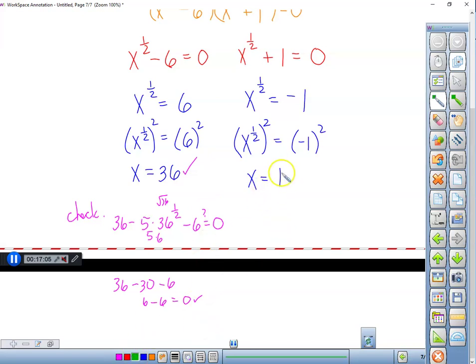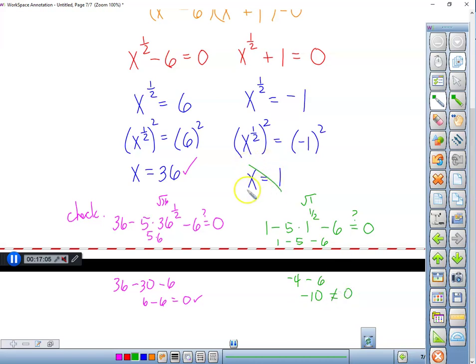Looking at the positive 1. Okay, so we'd have x, which is 1, minus 5 times x to the 1/2 power, so 1 to the 1/2 power minus 6. Does this equal 0? So again, this right here is the square root of 1, so that's 1. 1 times 5 is 5, so we get 1 minus 5 minus 6. And left to right, 1 minus 5 would be negative 4, and negative 4 minus 6 is negative 10. And that is not equal to 0.